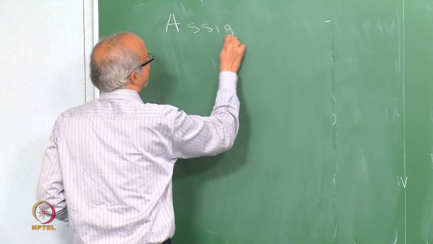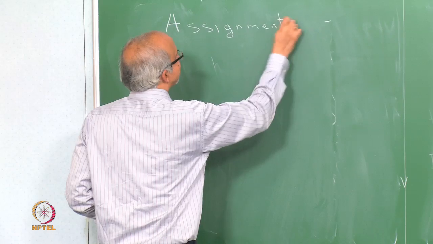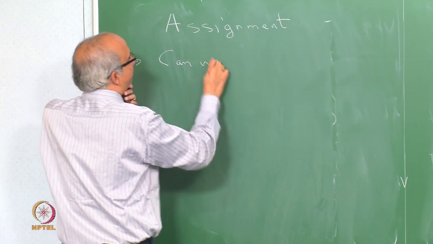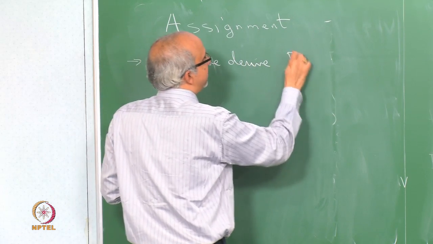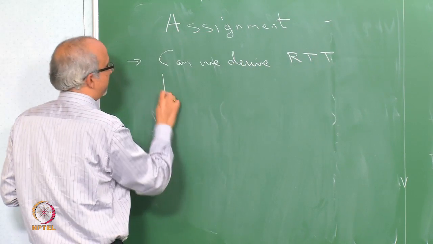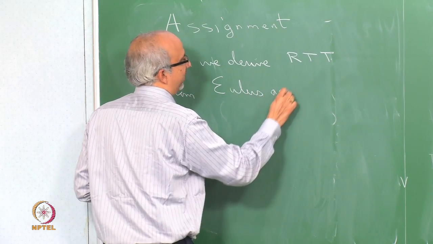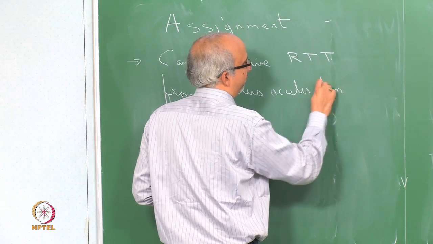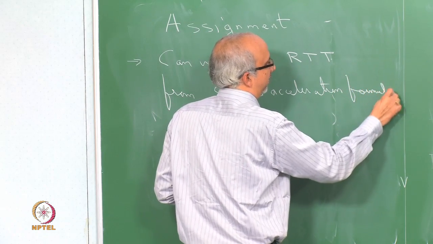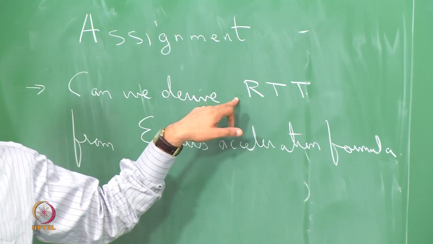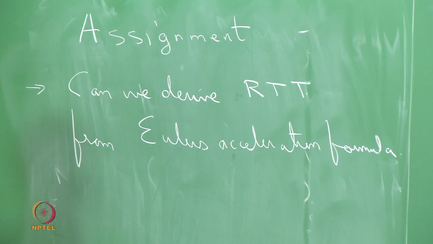So that would just be a little bit of mathematics, maybe a little bit of physics. So let me write down this. Can we derive the Reynolds transport theorem from the Euler's acceleration formula? If you're doing Euler's acceleration formula, we did it for velocity, then the property would have been momentum. But it doesn't matter, you understand what I'm saying. You can just take any property eta and you can try and do this.